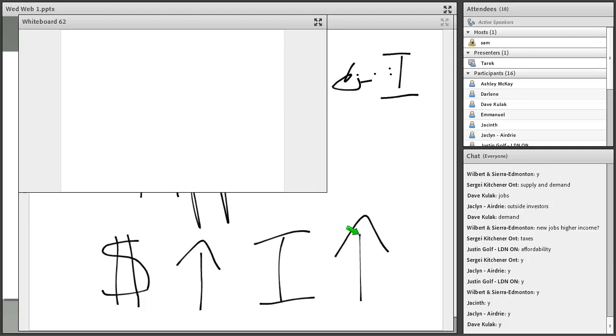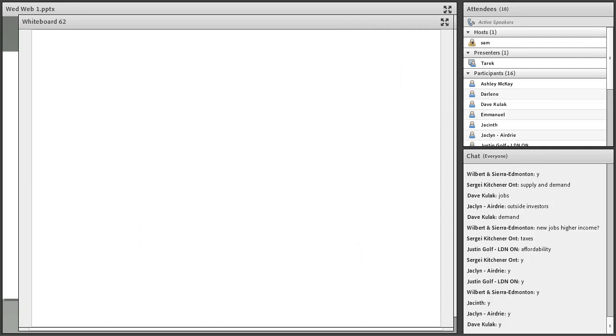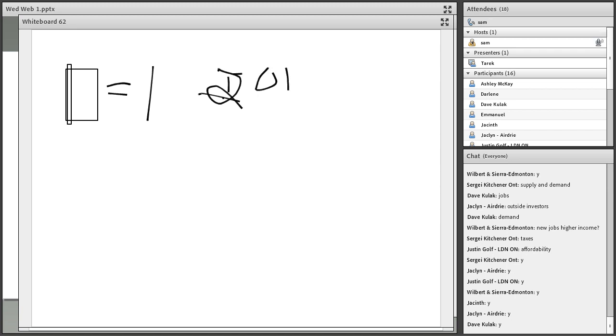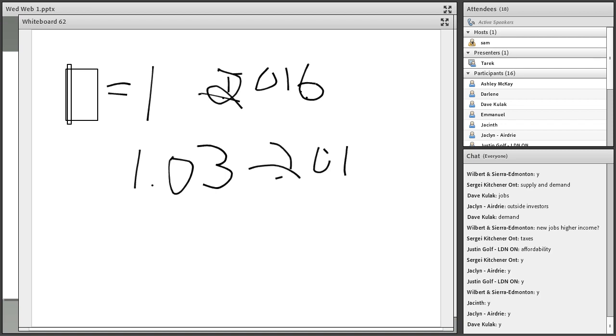If a can of soup cost you $1 last year, 2016, and that same can of soup cost you $1.03 in 2017, what has happened?